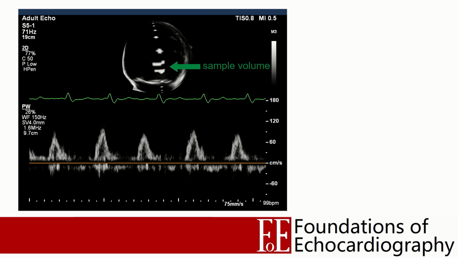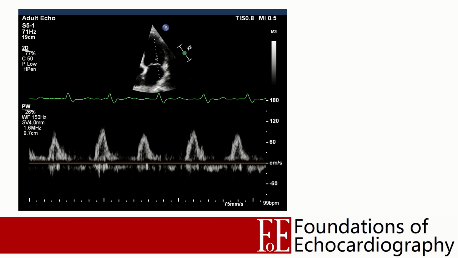On our thumbnail image, this sample volume appears as two parallel lines, but different manufacturers use different graphics to display this. Now, we're recording only information returned from a specific region of interest. We're recording the speed of blood as it passes through the sample volume, but we're not recording velocity information from blood as it enters the mid-LV cavity and slows down. This leads to our envelope being hollow.